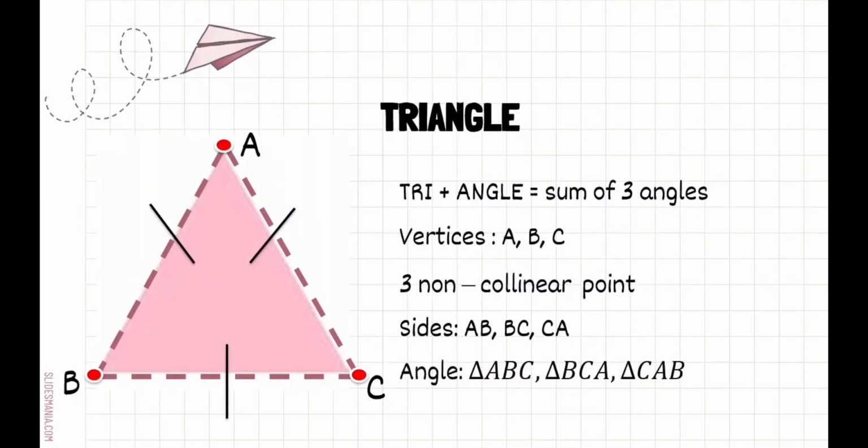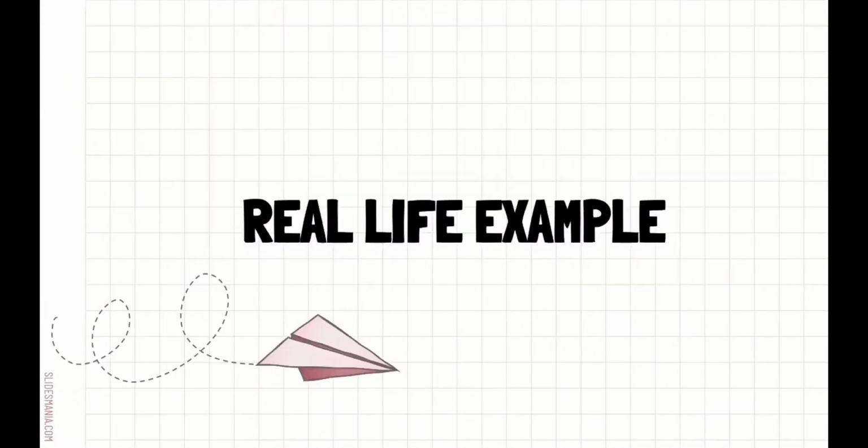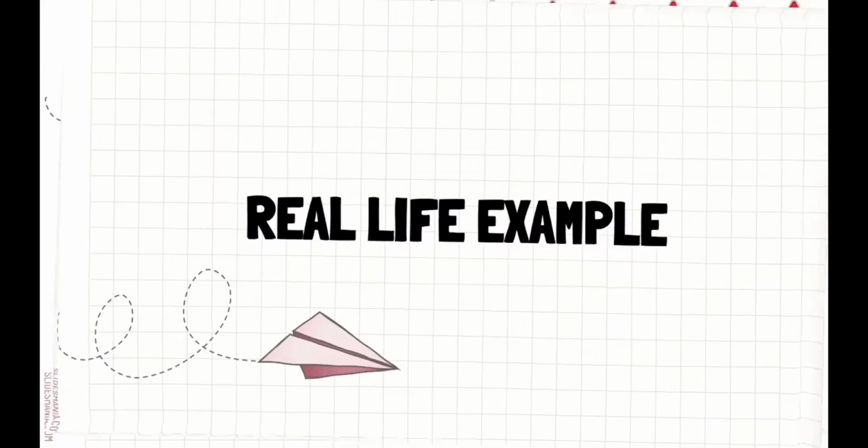An angle is formed by joining 2 rays at their endpoint. Look at here. This is the angle, and this is A, B, C. So a triangle has 3 vertices, 3 sides, and 3 angles. It means we can say a triangle has 6 elements. So now I will give some real life examples.